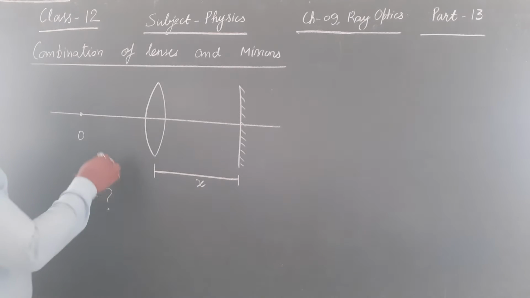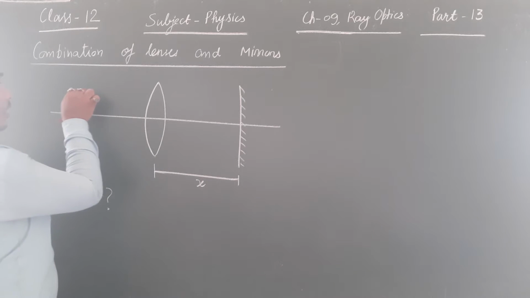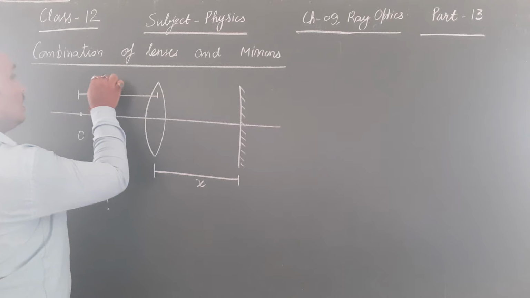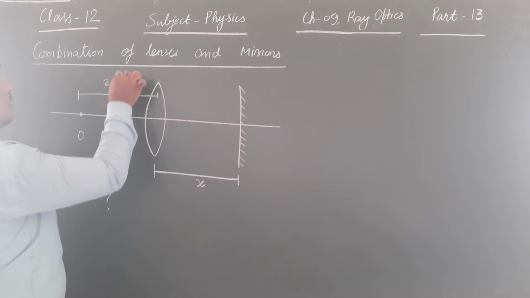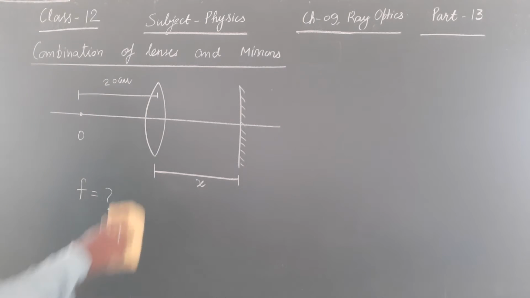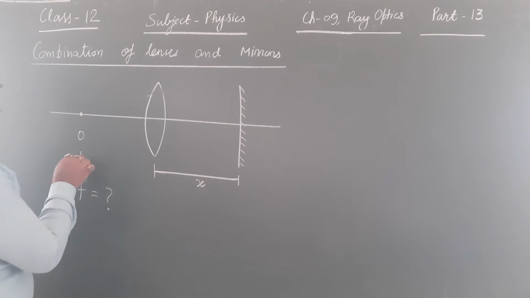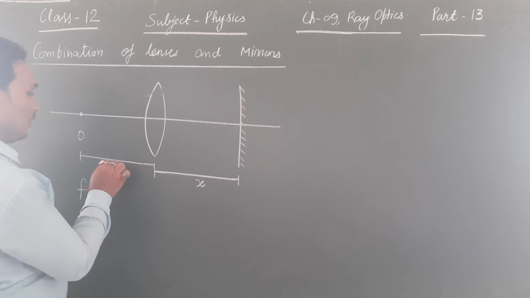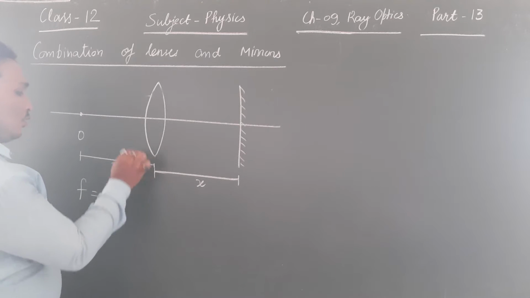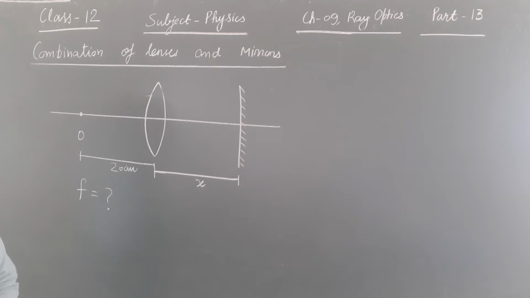The distance of the object from the lens is given, let it be 20 centimeter. This distance is 20 centimeter. I should have made it at the bottom. So what is the focal length of the lens? This is the question. So how will this question be done?